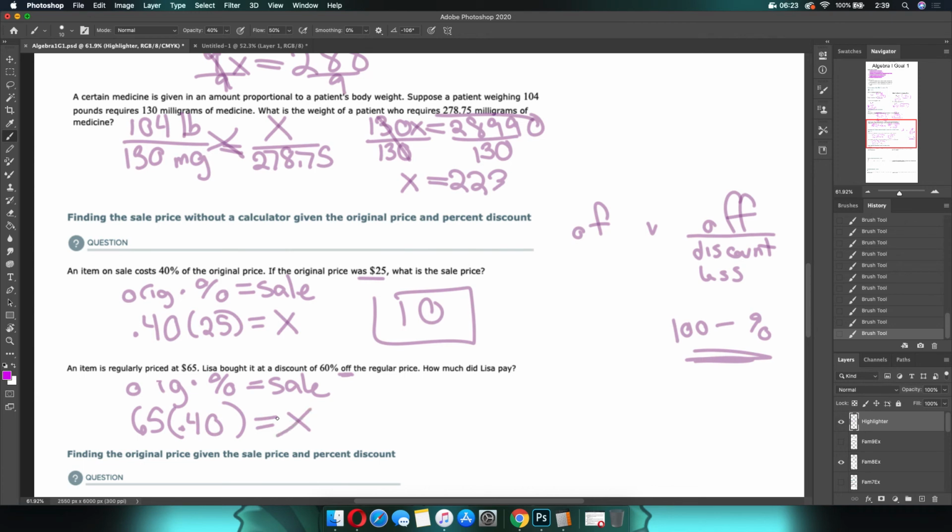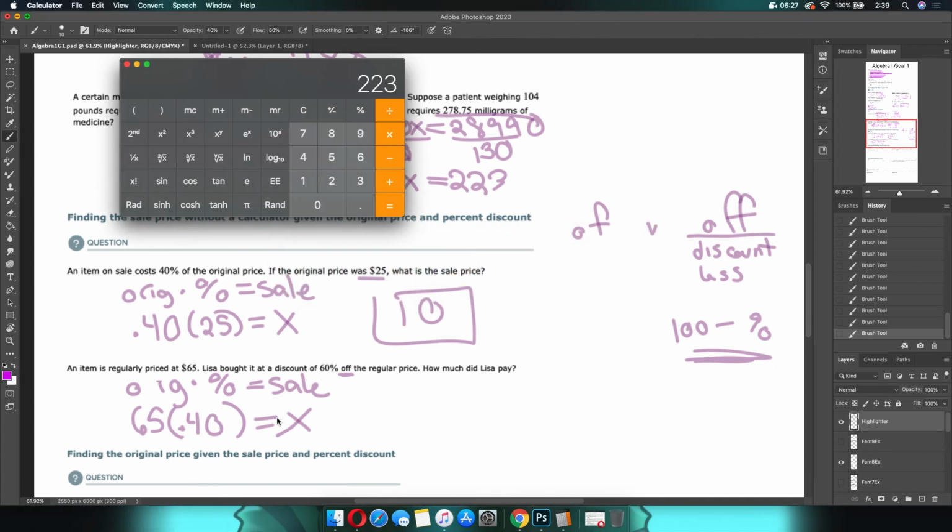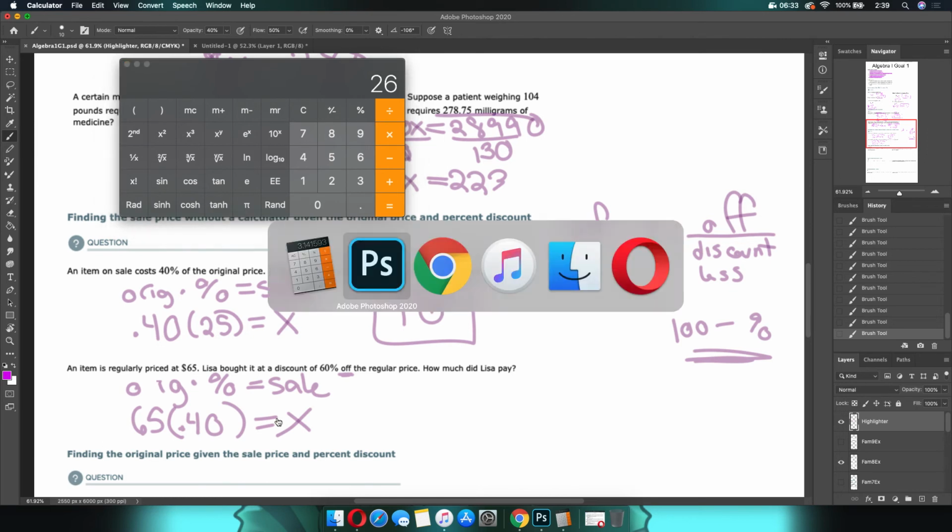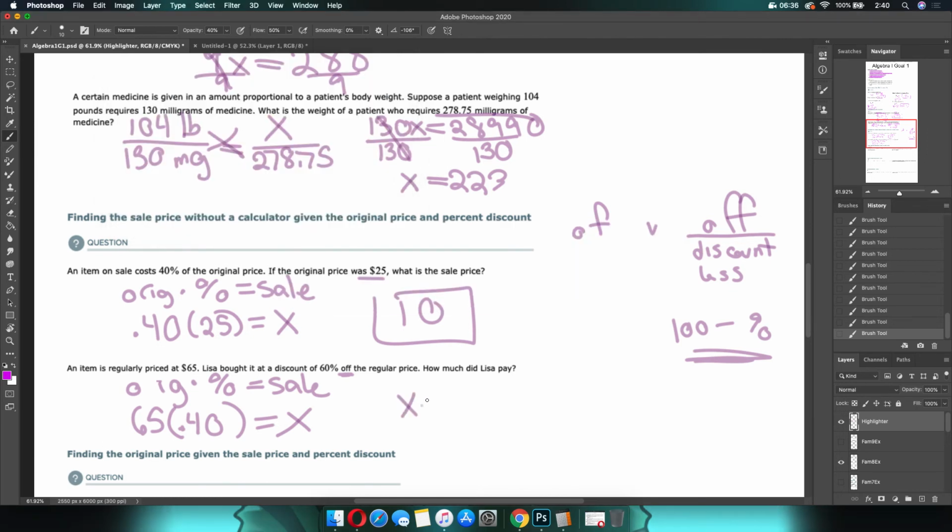So 0.40 times 60 is 13. No, it's going to be more than 14. Let's find out. 0.4 times 65. 26. Wow, I was way off. So x equals 26.